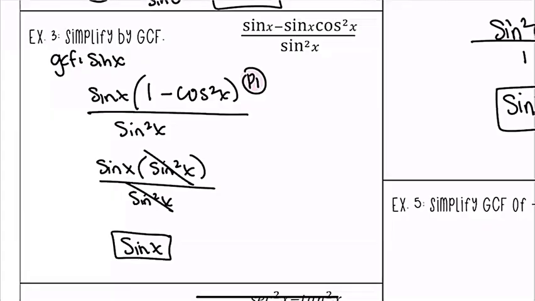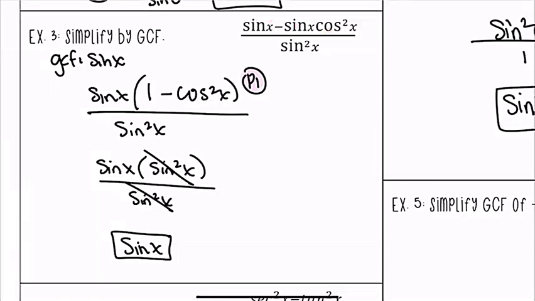Here is number 3. In the numerator, we had a minus sign, so we must use a P in the numerator. We did not have a minus sign in the denominator, so that one's not going to have a P. Up in the top, we had sine minus sine times cosine squared.